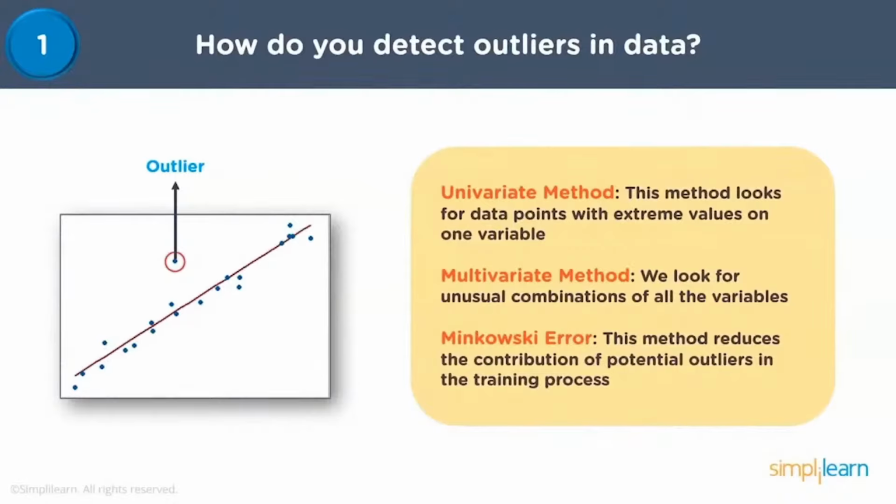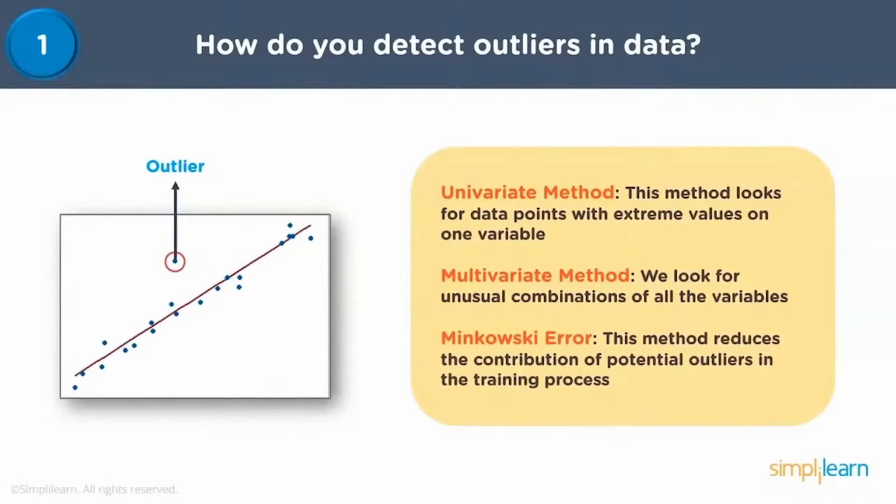The univariate method uses box plots. A box plot is a graphical display for describing the distributions of the data. Box plots use the median and the lower and upper quartiles. This method looks for data points with extreme values on one variable. Next, we have the multivariate method. So the multivariate outliers can be found in an n-dimensional space having n features. We look for unusual combinations of all the variables in this method.